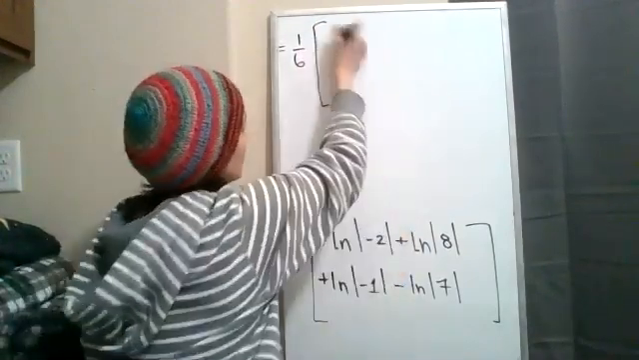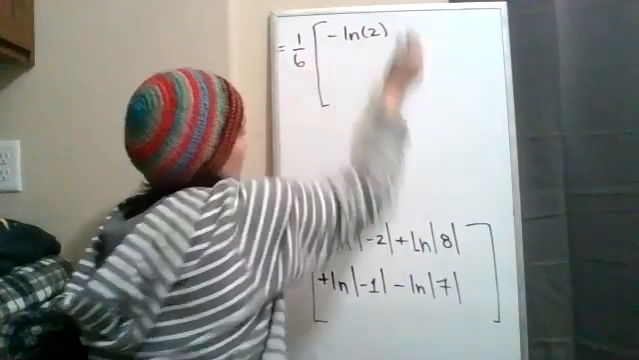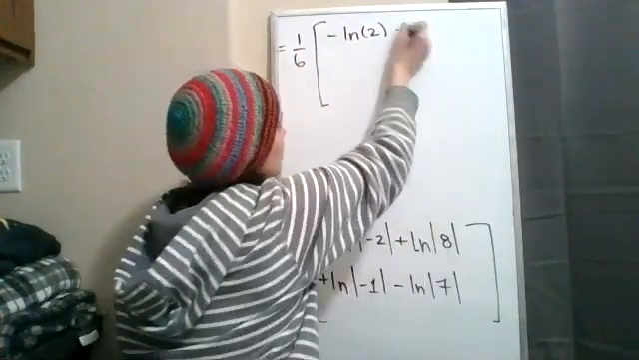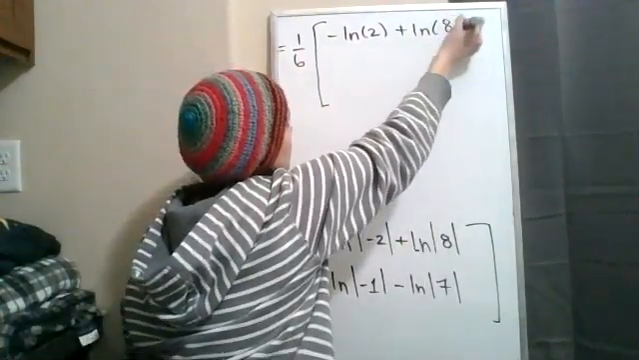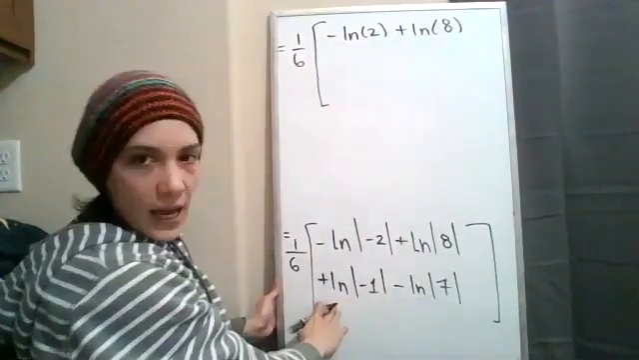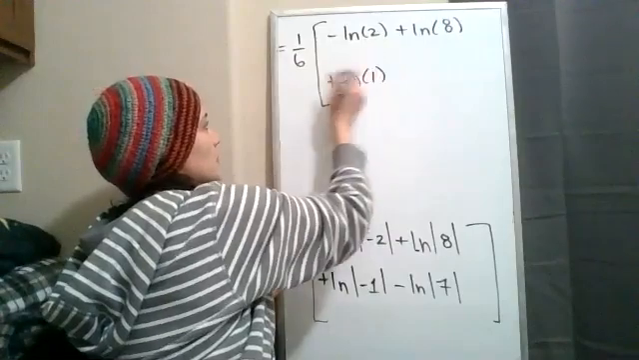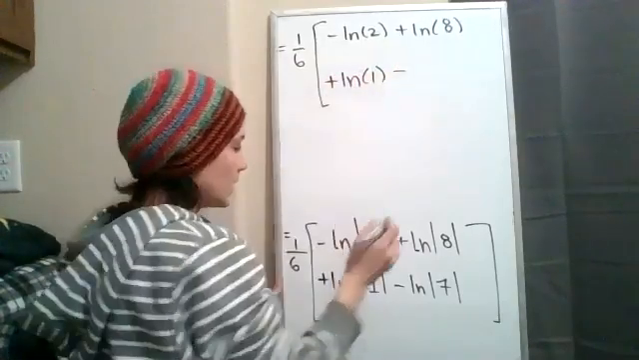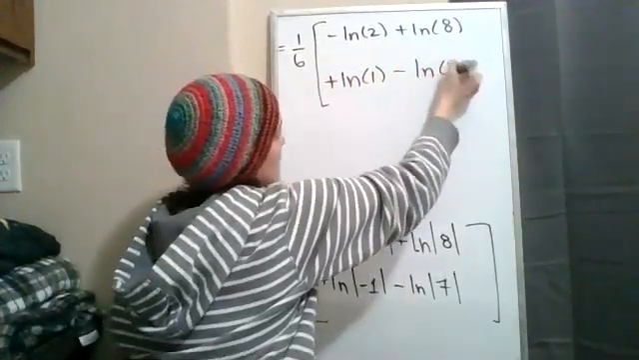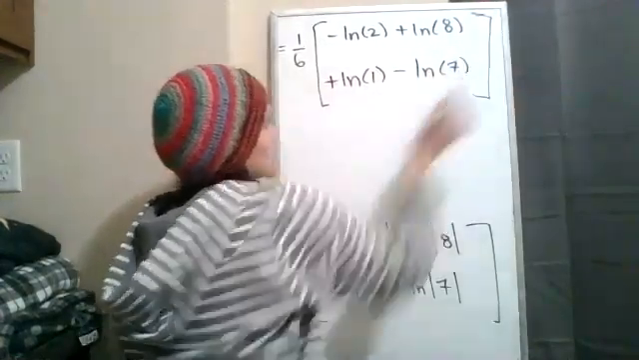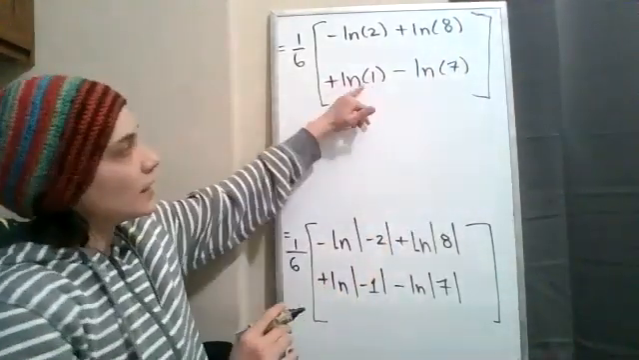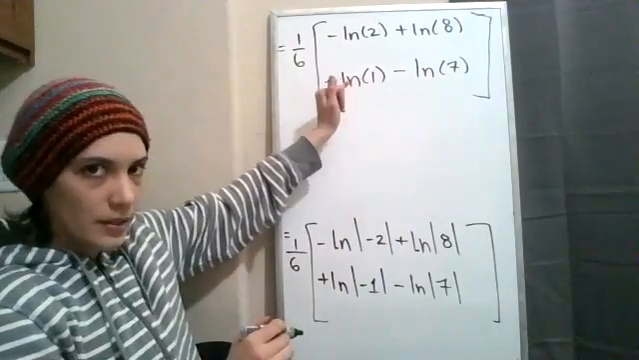Negative ln of 2. Add ln of 8. Add ln of 1. And subtract ln of 7. Okay. This ln of 1 is going to be 0.